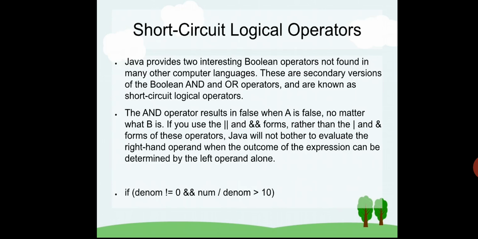If the age is 50, execute the code. Don't even check for height. If that is the case, then only you can go for double AND. So that is for the AND concept. If you want to go for the OR concept, again you can go for double OR.